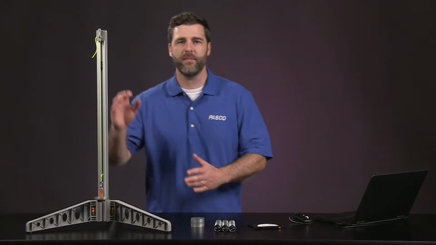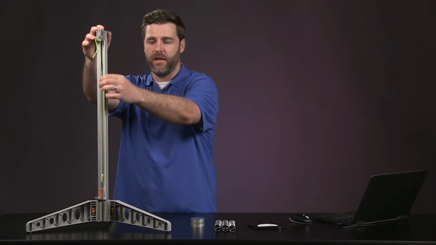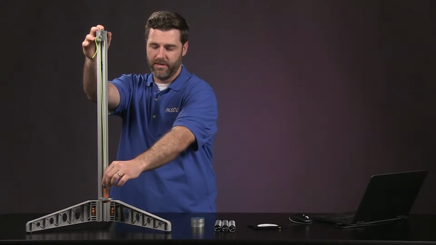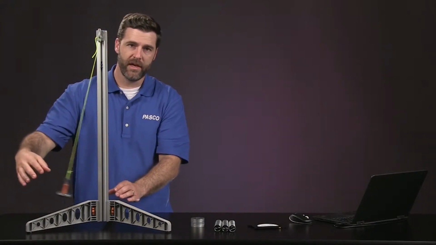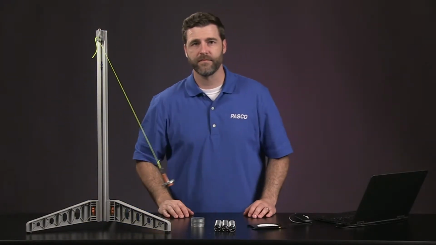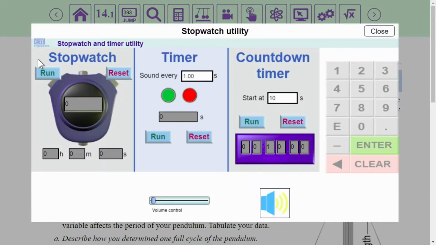For part 1, assemble the equipment with the hanger at the top of the tripod. Tie the string to the hanger and add 5 washers to the mass hanger. To start the pendulum swinging, move the pendulum bob to the side and allow it to swing freely. Once it's swinging, use the stopwatch simulation in the e-book to measure the time it takes the bob to complete one full cycle of motion, or 1 period.